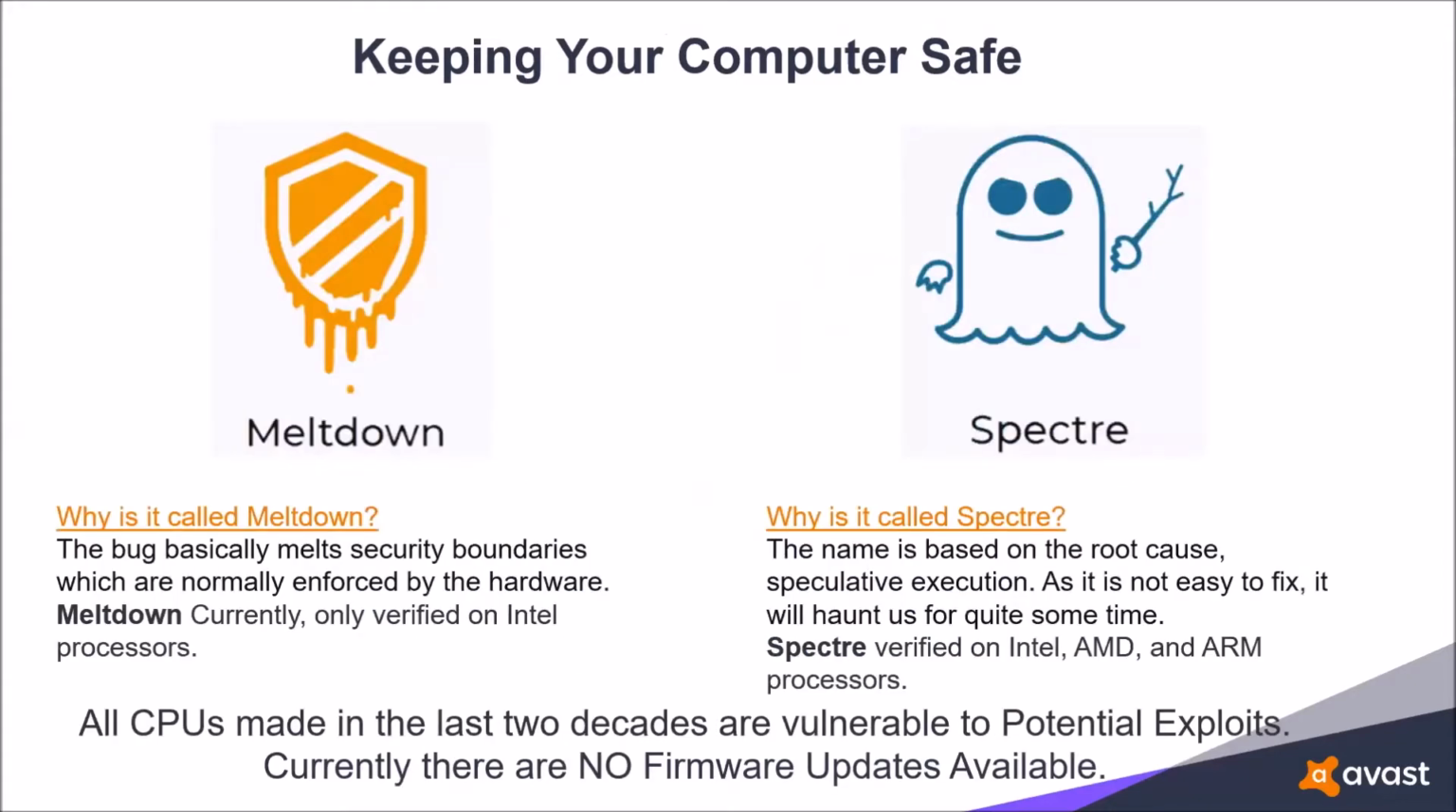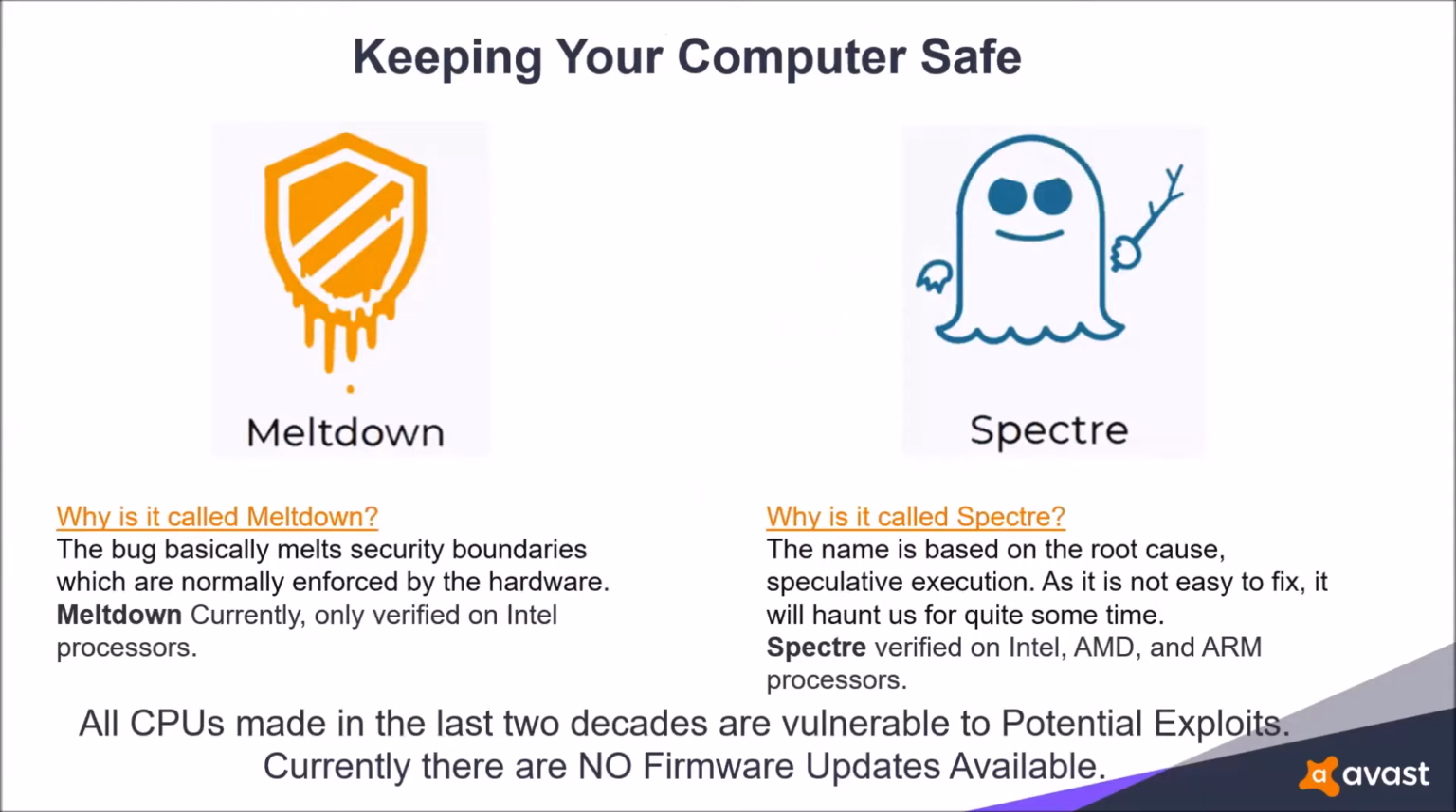This is broken down into two parts. First one is Meltdown, and the bug basically melts down the security boundaries which are normally enforced by the hardware. Meltdown is mainly found on Intel processors.